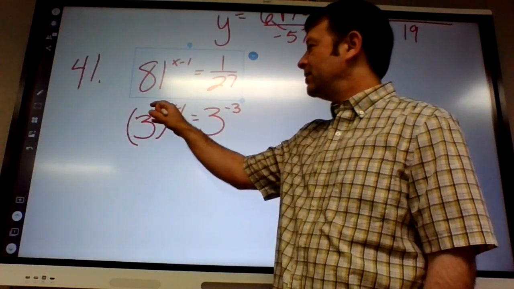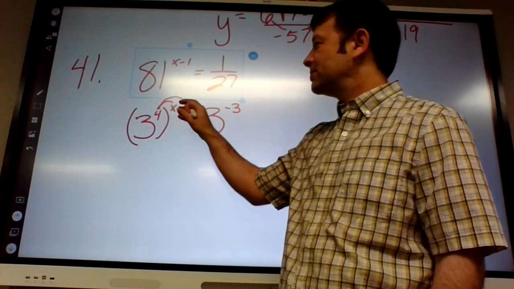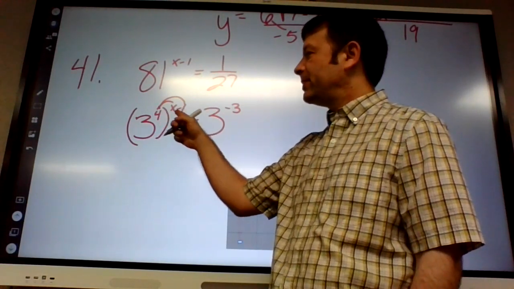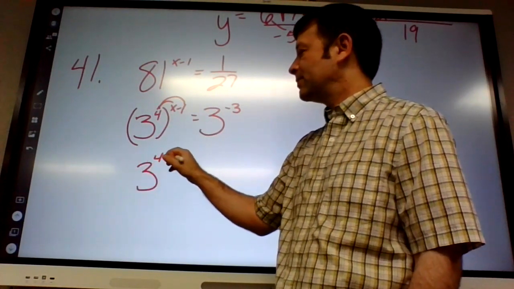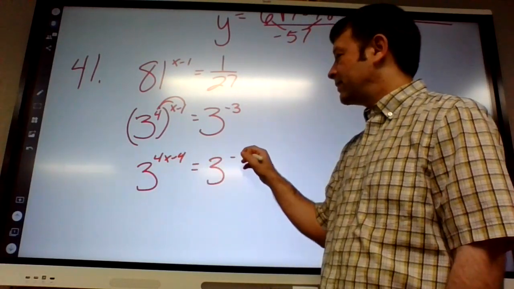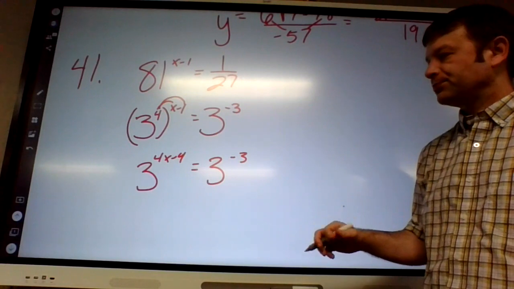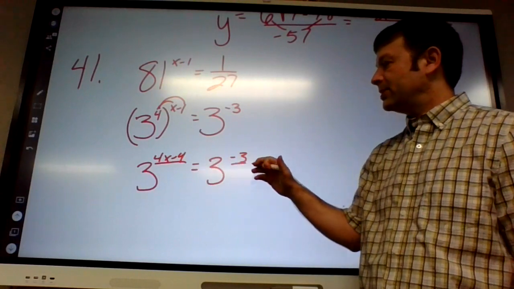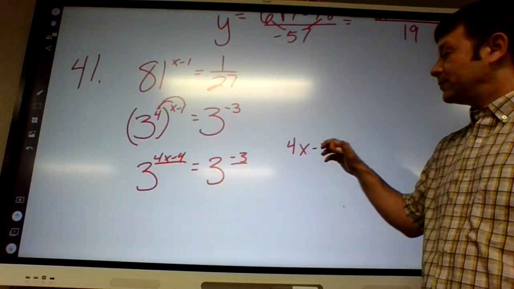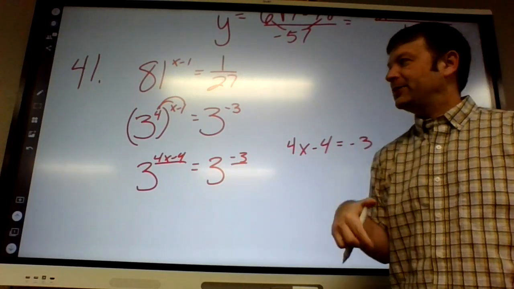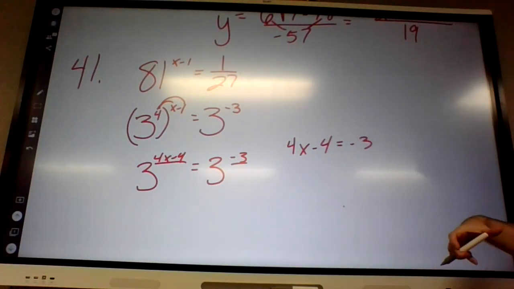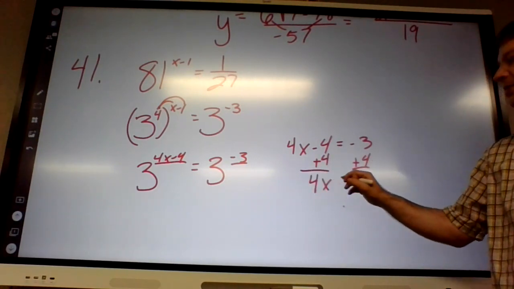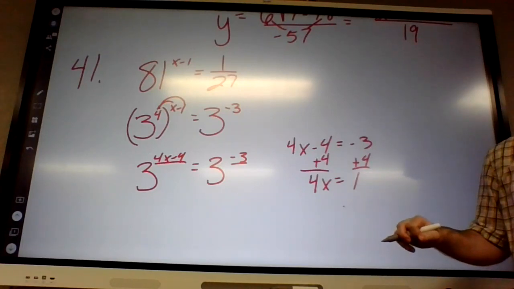Okay, and then you multiply these together, power to a power. So it's 3 to the 4x minus 4 equals 3 to the negative 3rd. Then what? If the bases are equal, to make these equal, the exponents have to be equal, right? That has to equal that. So 4x minus 4 equals negative 3. You've got to make the bases the same. That's the trick. Same thing on 40. And then do your algebra.